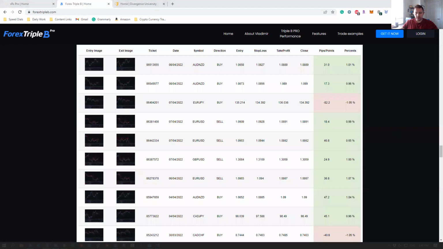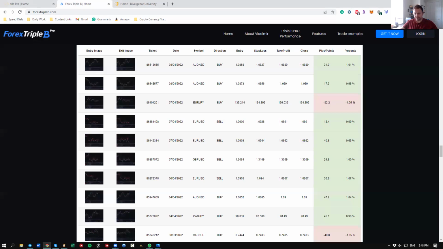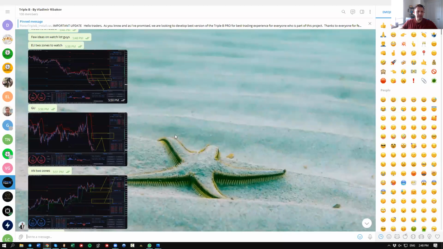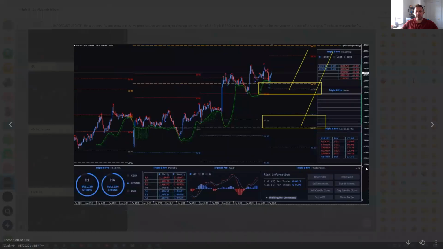So the euro dollar was one of these instruments we were following in our Telegram channel, and it's one of those that delivered pretty well. The other one I was waiting for was the Aussie Kiwi. Again, same logic. I'm checking the trading filters.